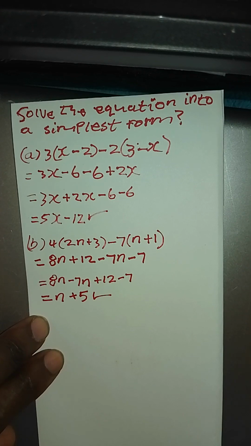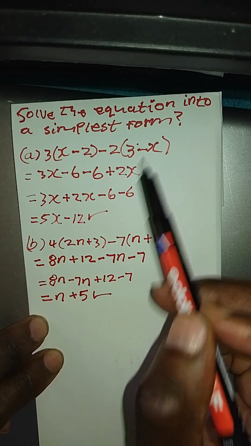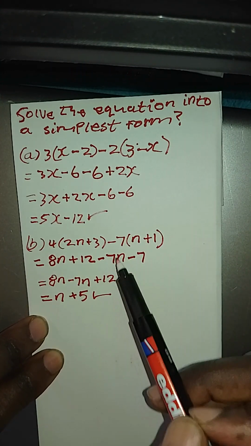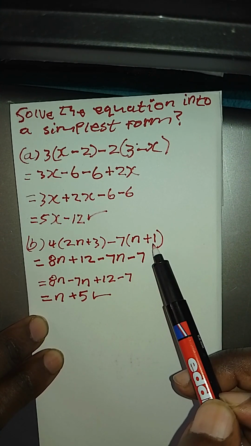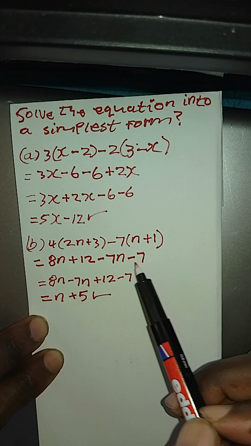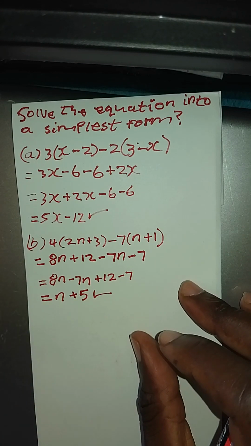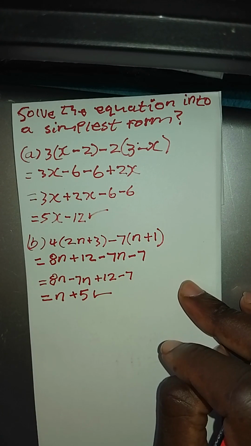Okay, so that's the only point that I wanted to point out. Whenever you are multiplying a negative number outside the bracket with a negative number inside the bracket, the negative sign will change to positive. When you are multiplying the negative number outside the bracket with a positive number inside the bracket, the positive sign will change to negative. So this is how to solve the bracket equations into the simplest form.